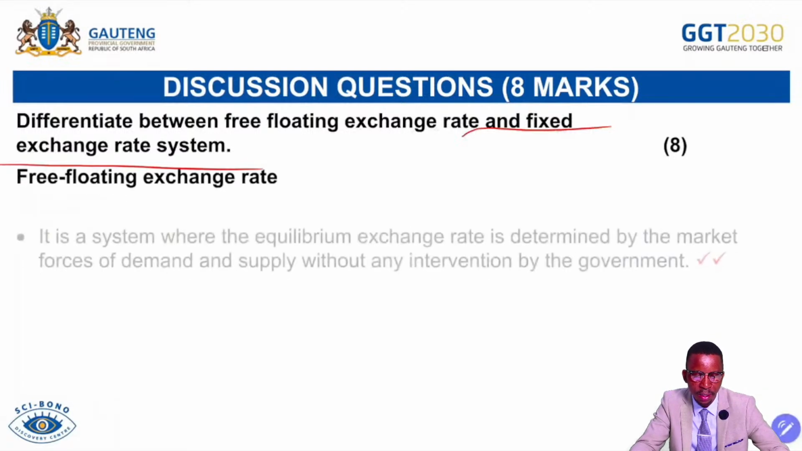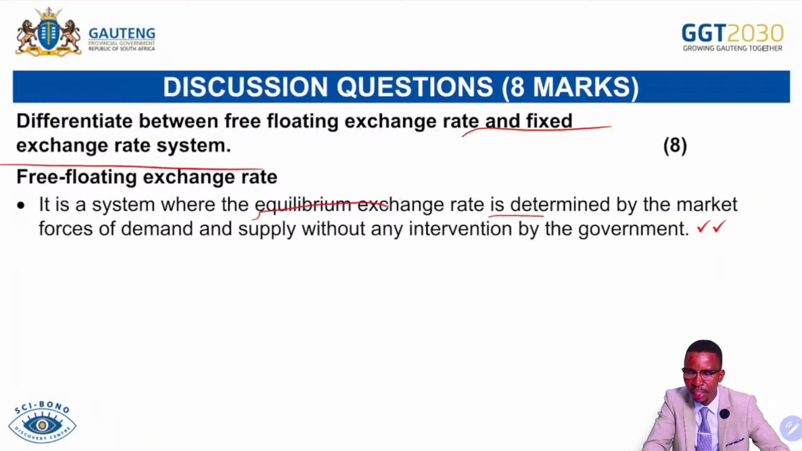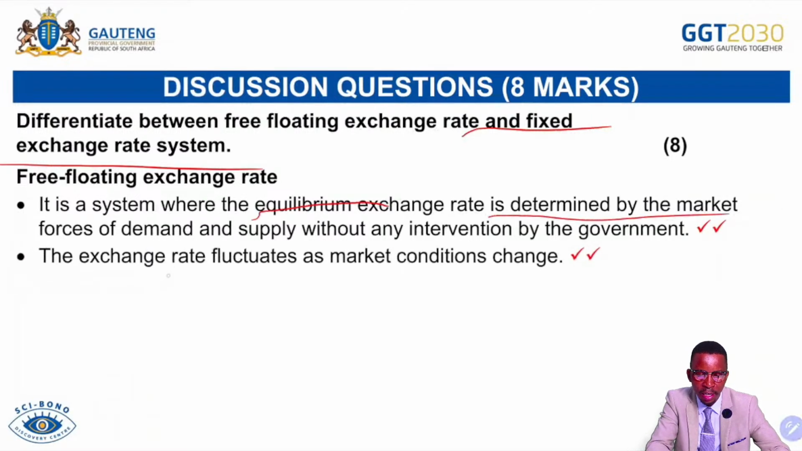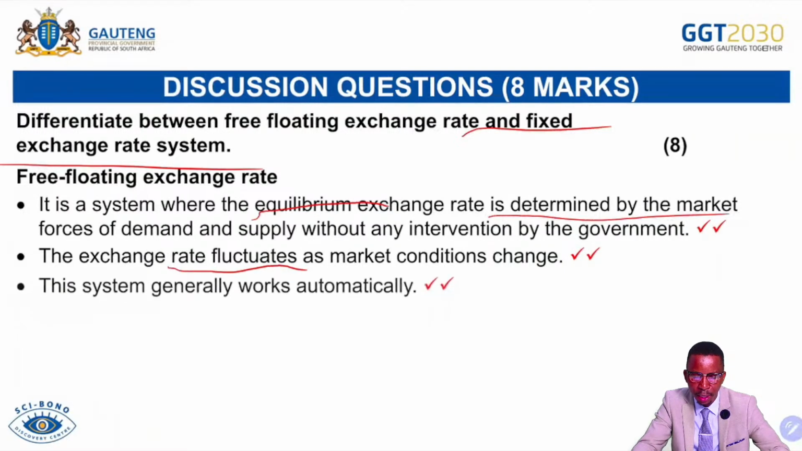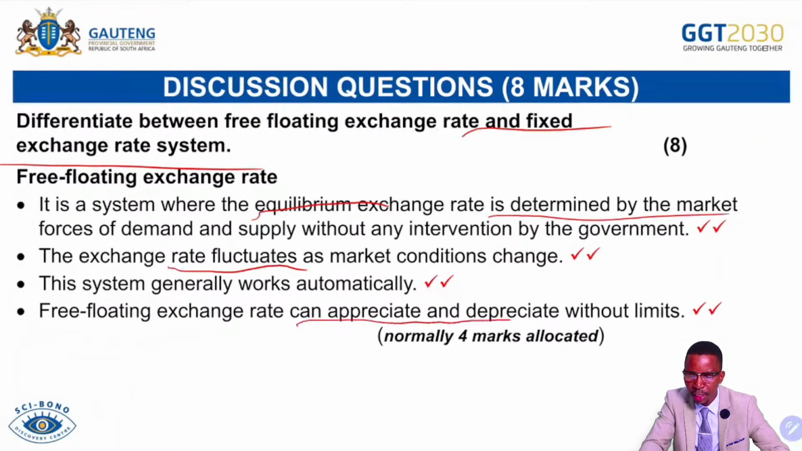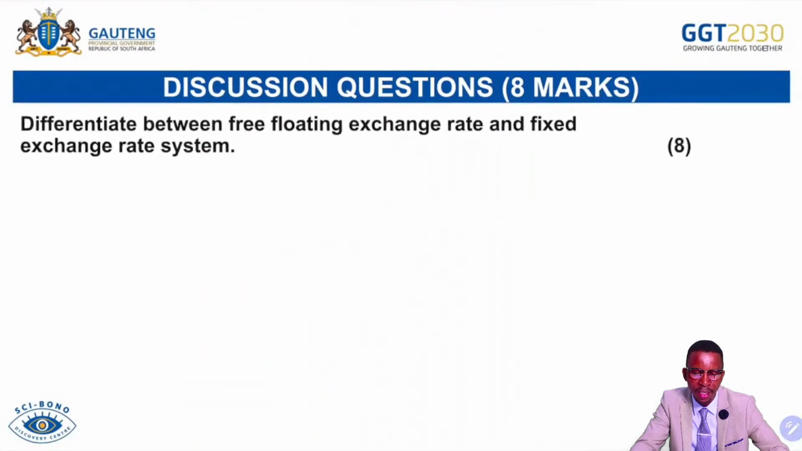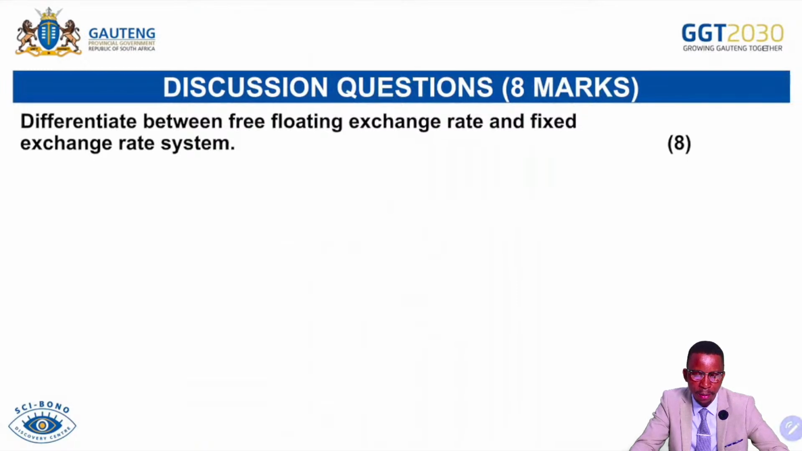Free floating exchange rate. It is the exchange rate system where the equilibrium exchange rate is determined by market forces, demand and supply, without any intervention by the state. The exchange rate fluctuates as the market conditions change. And then this system generally works automatically. Then the free floating exchange rate can appreciate and depreciate without limits. So 4 marks normally is provided here for the first explanation because you are differentiating. And then we check again now the fixed exchange rate for another 4 marks.